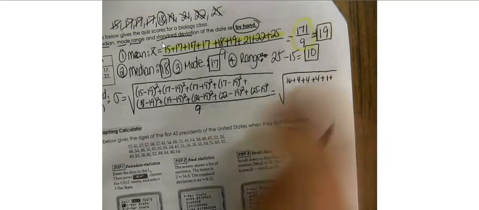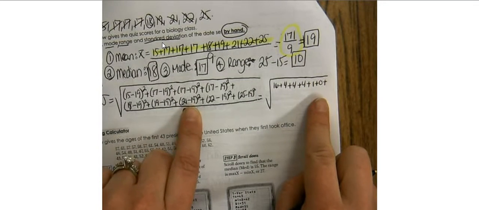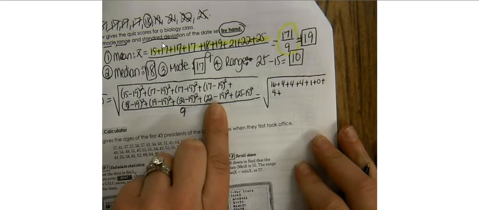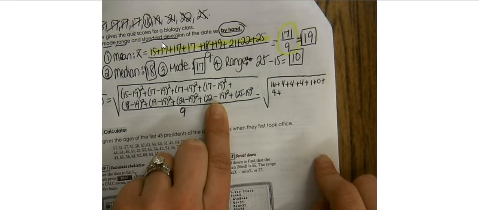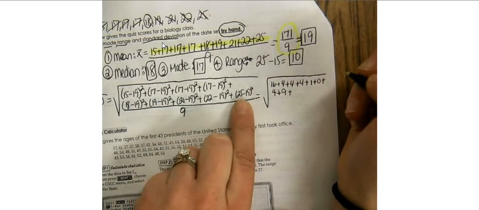Plus, 19 minus 19 is 0, and 0 squared is 0. You don't have to write it, but sometimes it's helpful just to keep track of everything. 21 minus 19 is negative 2, and negative 2 squared is 4. Plus, we have 22 minus 19, which is negative 3, and negative 3 squared is 9. Plus 25 minus 19, that is 6, and 6 squared is 36. And I'm going to divide all of that by 9.